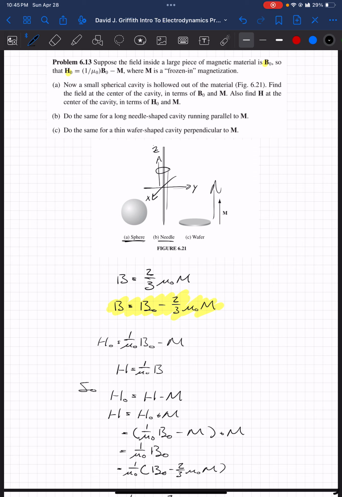And essentially a long solenoid has these dimensions. So K would just equal M cross n, and n sticks out in the s hat direction. So M z hat cross n hat is equal to M z hat cross s hat, which is just equal to M in the phi hat direction. So our K runs around our solenoid.